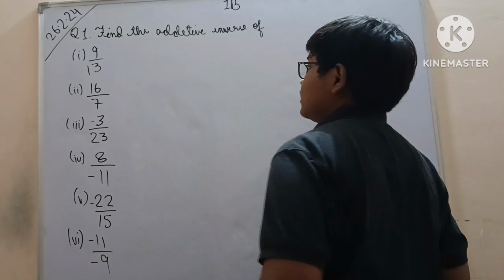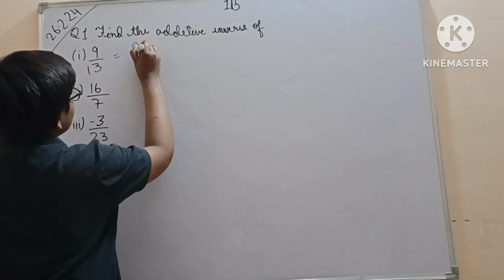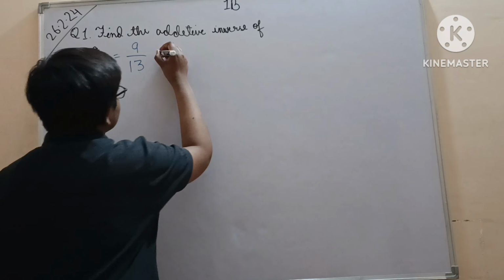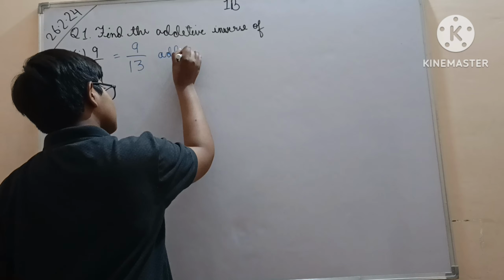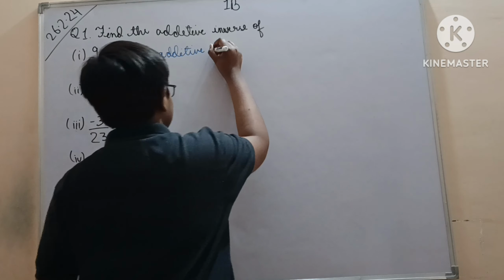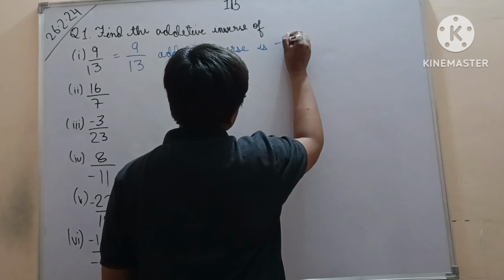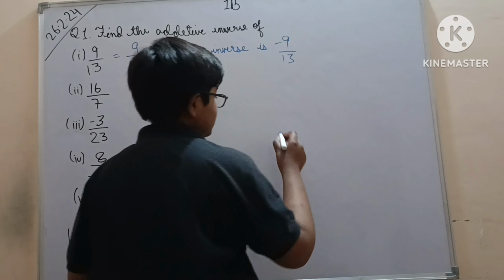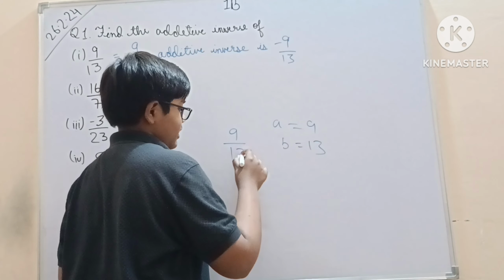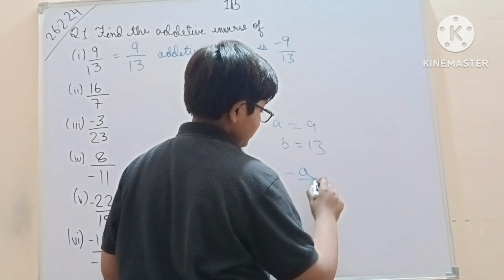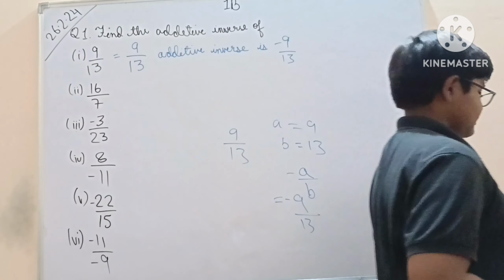So in this case, 9 divided by 13, let's consider 9 as A and 13 as B. So 9 divided by 13 is, and its additive inverse is minus 9 divided by 13, because A is equal to 9 and B is equal to 13. So 9 divided by 13, and the additive inverse is minus A divided by B. So it will become minus 9 divided by 13.